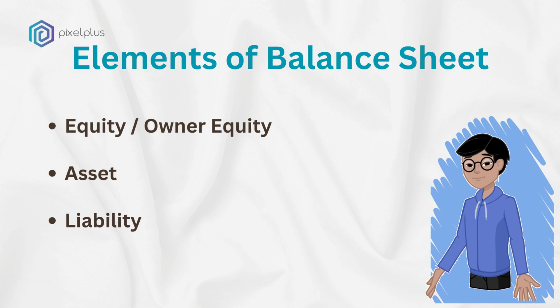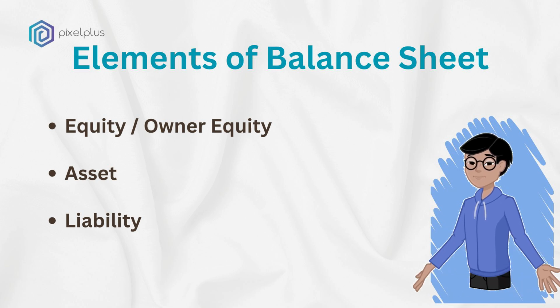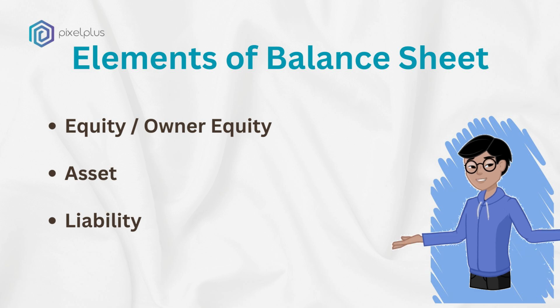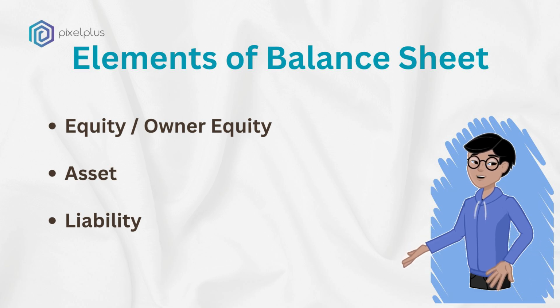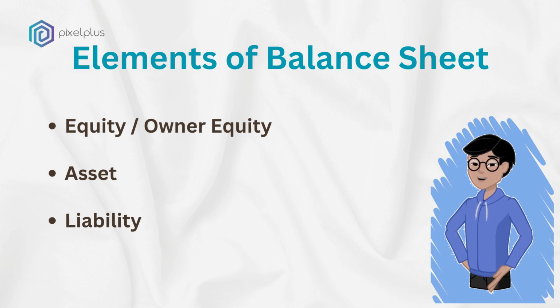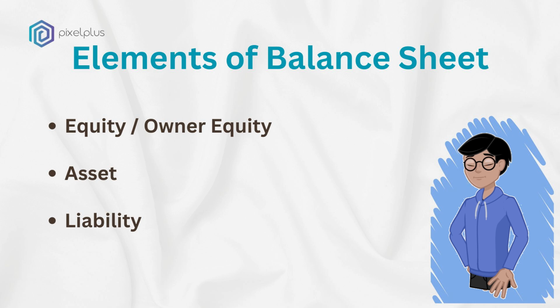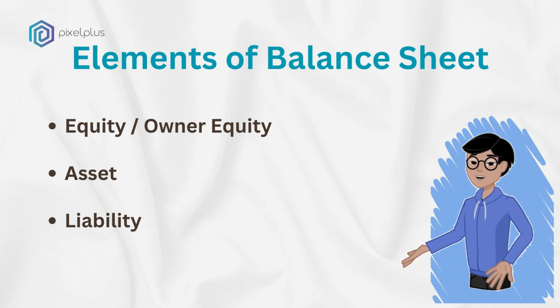The last thing in our elements of the balance sheet is liabilities. What are liabilities? Liabilities are the obligations of an entity or company arising from past events. For example, you have purchased something from a person and you have not paid them, so it's your liability to pay that person. Their settlement is expected to result in an outflow of economic benefit from the entity.